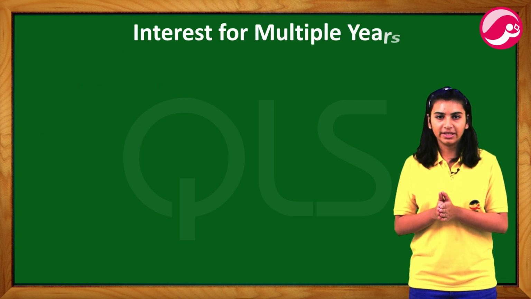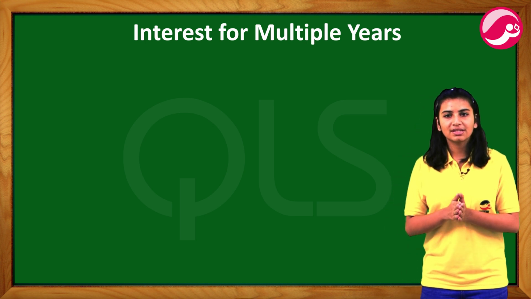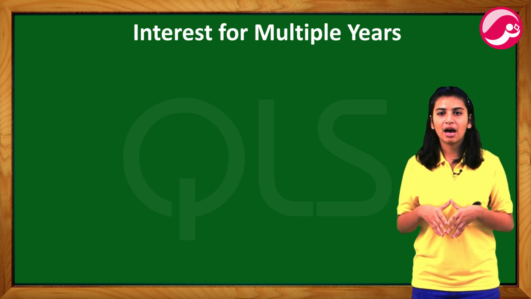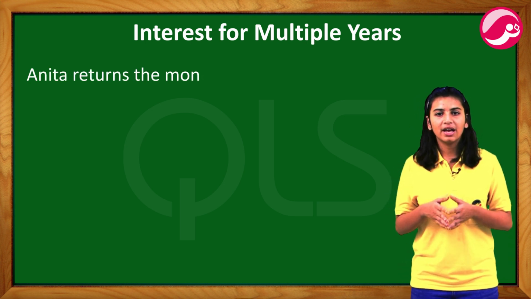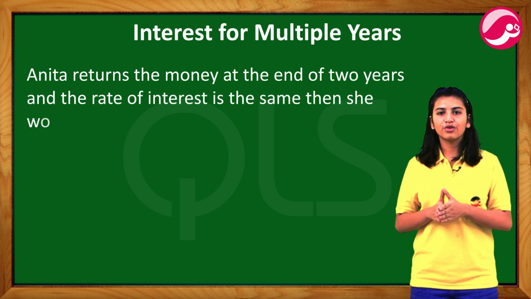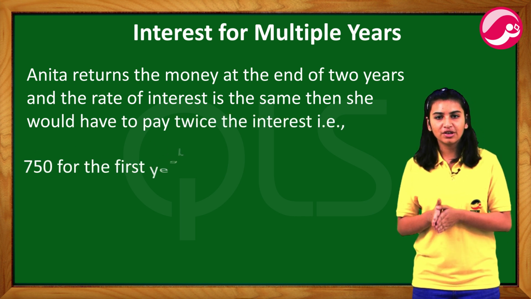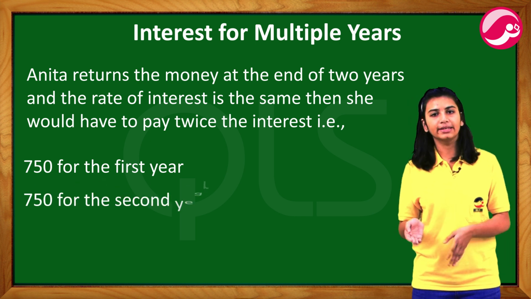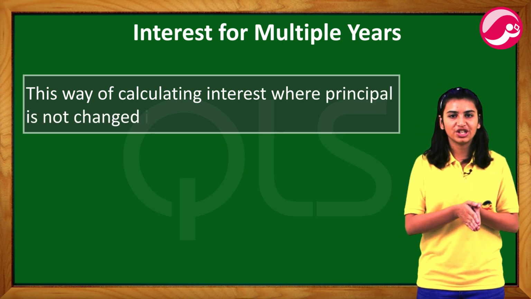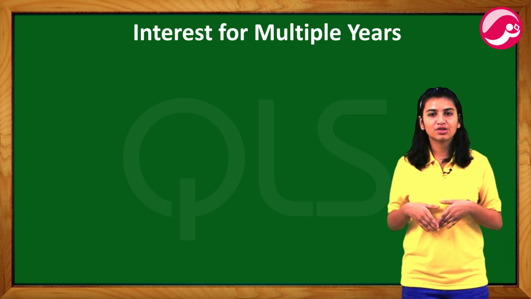Interest for multiple years. If the amount is borrowed for more than 1 year, then the interest is calculated for the period of time the money is kept for. For example, if Anita returns the money at the end of 2 years, the rate of interest is the same. She would have to pay twice the interest. That is 750 for the first year and 750 for the second year. This way of calculating interest, where the principal is not changed, is known as simple interest. As the number of years increases, the interest also increases.